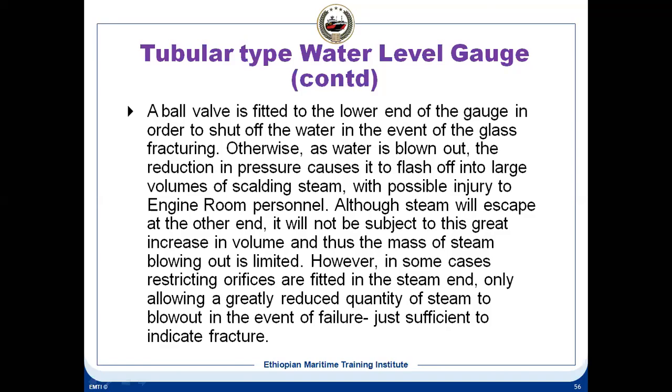If some steam is allowed to escape, the ship staff, because of the noise and because they can see it, will be able to determine that the glass in the gauge glass has broken, and then they will be able to come and shut off the steam side and the water side cocks. That means a reduced quantity of steam is allowed to escape in the event of failure, just sufficient to indicate that there is a problem.